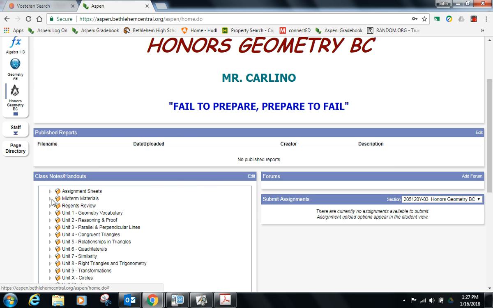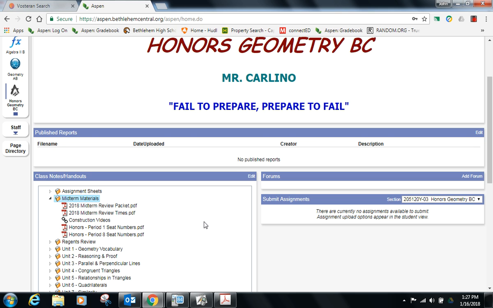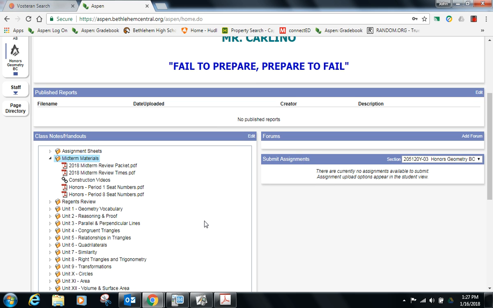Okay, open up the midterm materials folder that you see right below assignment sheets. You'll see a bunch of files in there. The first file is the review packet everyone has a copy of right now. In case you lose it, or maybe you left it at school but want to do something with it at home, there's an extra copy there.